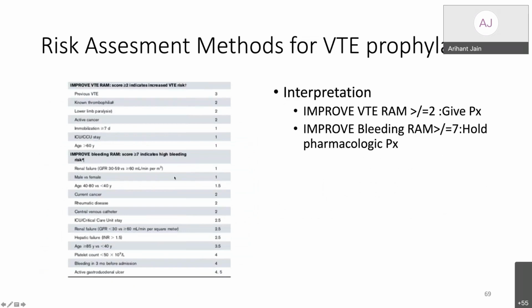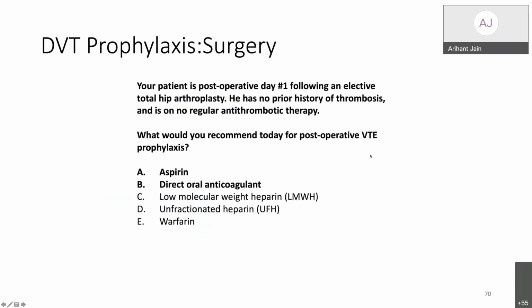So again, for ICU patients, a different IMPROVE VTE RAM score is used. For medical wards, we were using a Padua score. The other thing is, if you are using the IMPROVE VTE algorithm, then there are 2 scores. You will use one for bleeding, and the other one you use for thrombosis. So if there is an IMPROVE VTE RAM score of greater than or equal to 2, you give prophylaxis. But if the bleeding score is more than 7, then you hold the prophylaxis.